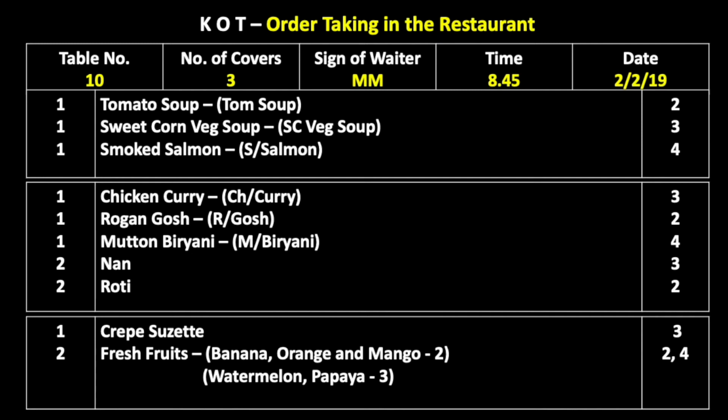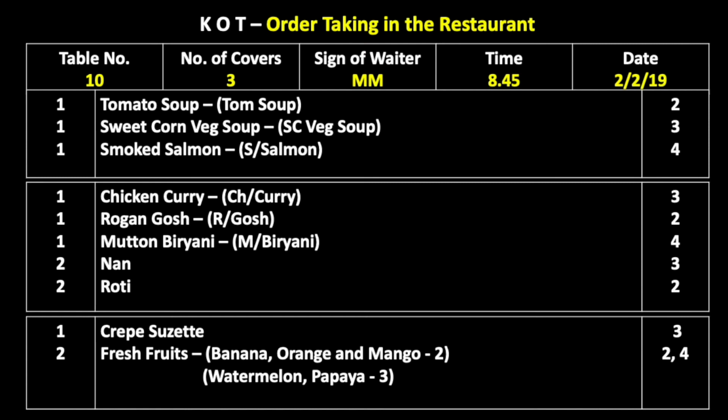But when you look at this carefully, all our guests have ordered different menu items. Now if you look at the sweet and dessert or the third course, over there you can see that chair number 2 and chair number 4 both have ordered fresh fruits. But chair number 2 has ordered only banana, orange and mango. And chair number 3 has ordered only watermelon and papaya.